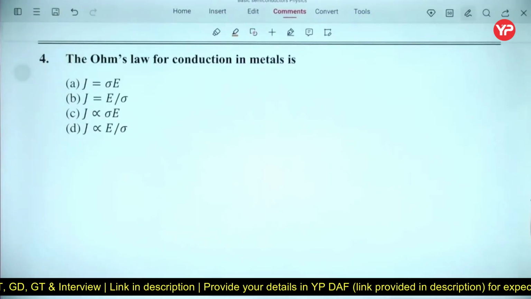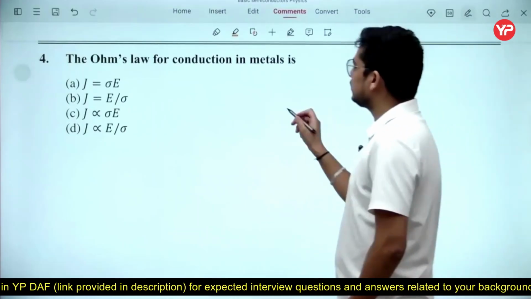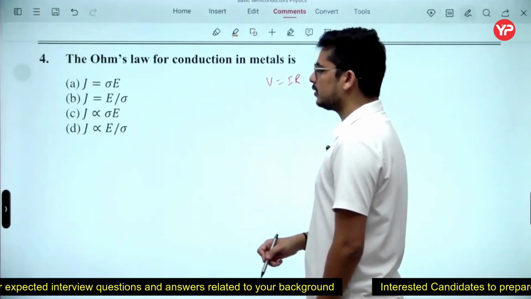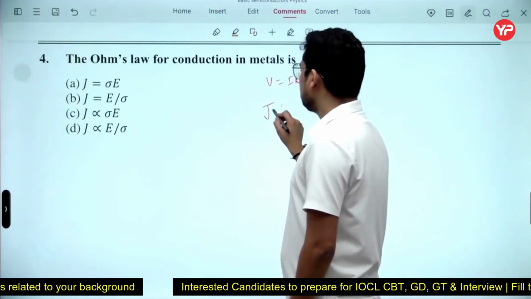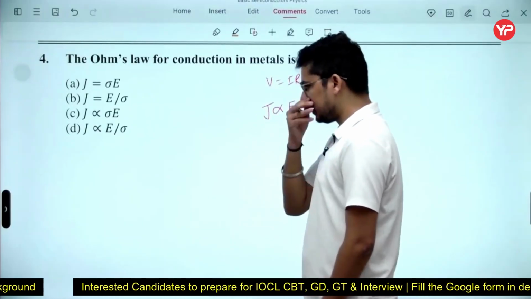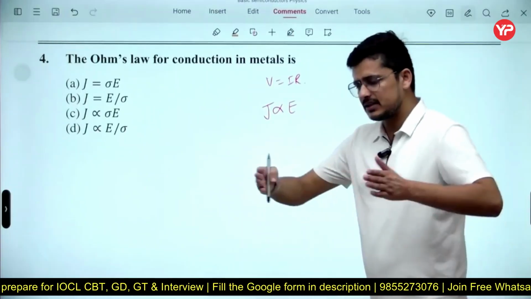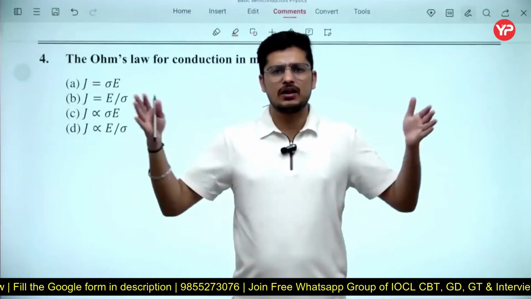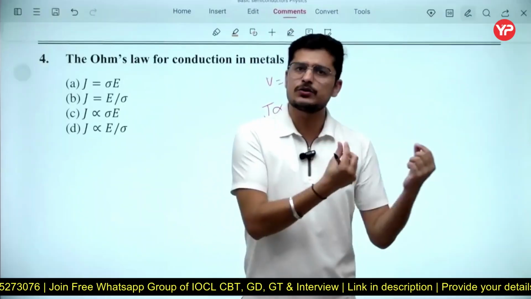Whenever you go for EDC, electronic devices and circuits, the Ohm's law is written differently. The first Ohm's law is V equals I into R. But whenever you go for electronics, the Ohm's law changes. J is called the current density, and it is directly proportional to the applied electric field. Let us take a conducting material and apply an electric field across it, so there will be a current induced inside it.